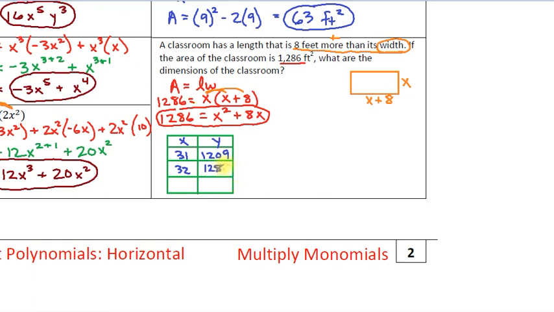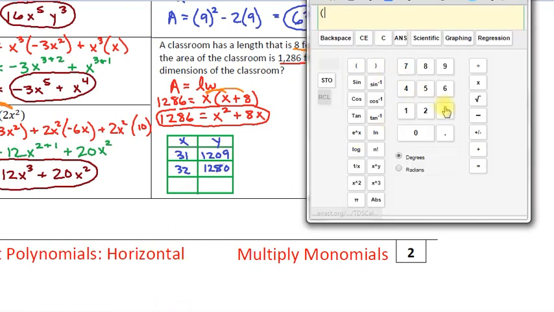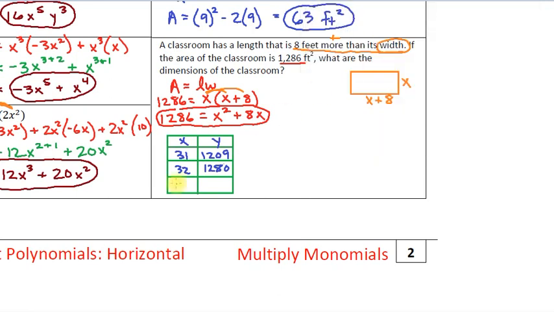Okay. And we're not quite there yet. See how we're still too low? Let's do 33 and see how close that is, just in case that's a better one. So we're going to square 33 plus 8 times 33. And that's 1353. So 33 is 1353. So it took a little bit of guessing on here.